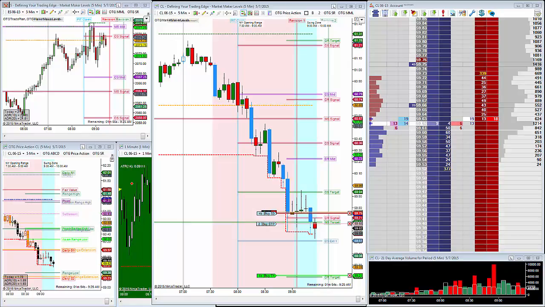I do think we're going to get to 24. $66 is the trail stop. Two off at 66, 10 ticks.